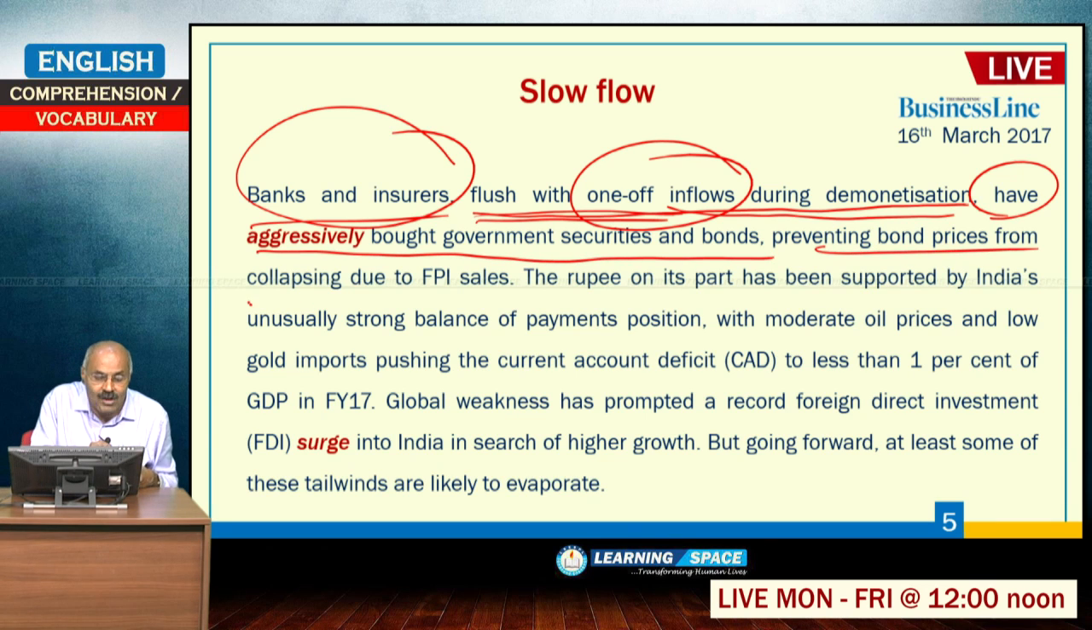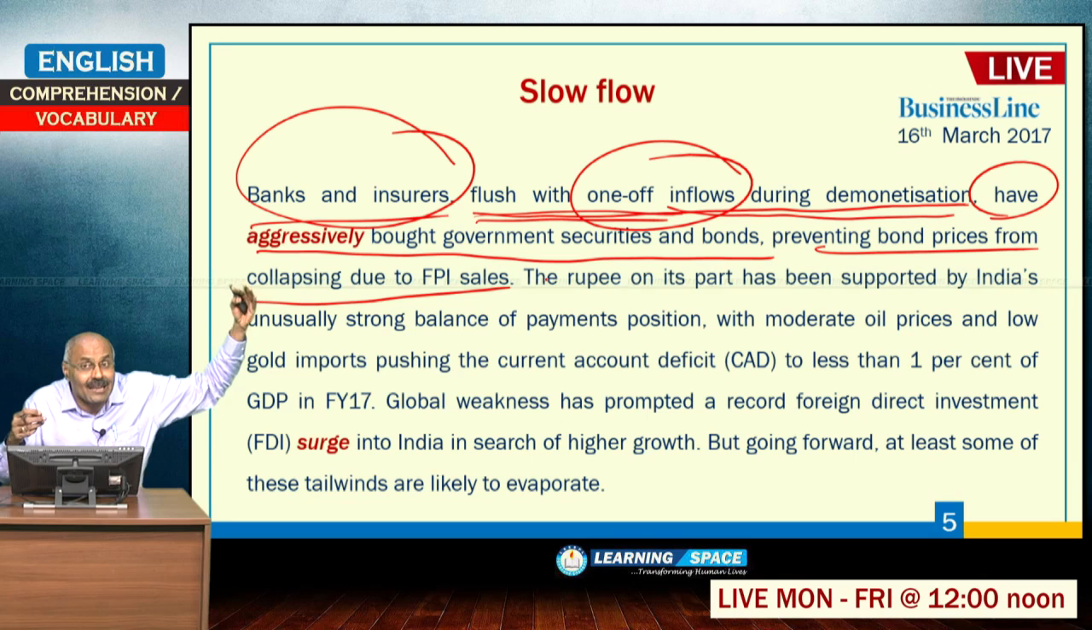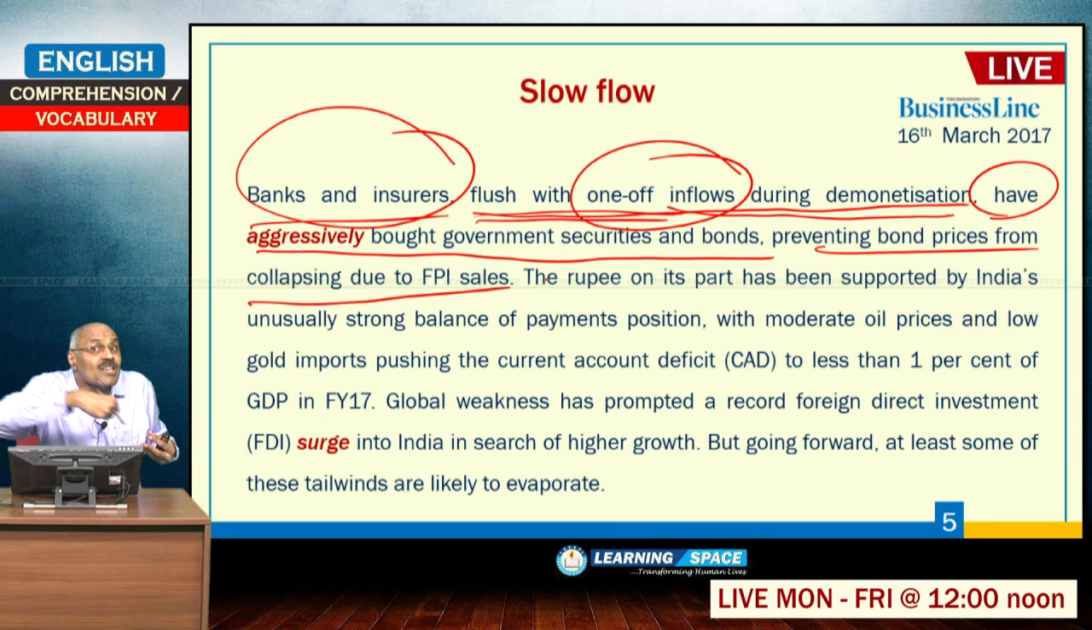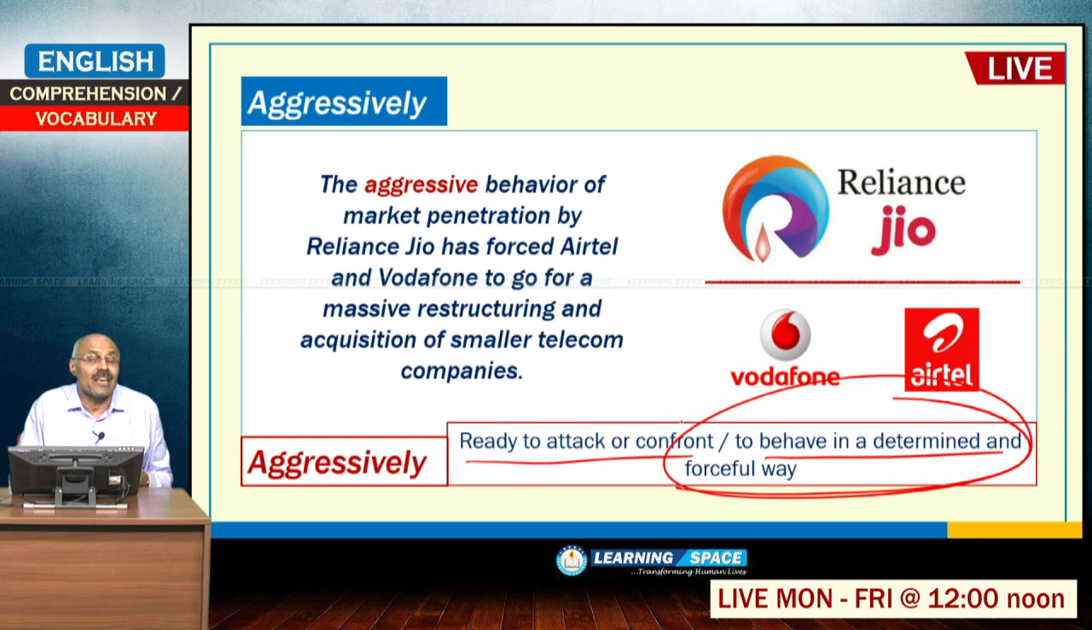That prevented bond prices from collapsing due to FPI sales. We have already discussed that FPIs have sold bonds in our market and gone away with the money, but those bonds were purchased by banks and insurance institutions because they were flush with a lot of money because of demonetization. This is one of the inflows. Here, what is aggressively? Aggressively means ready to attack or confront, to behave in a determined and forcible way. So, a determined way.